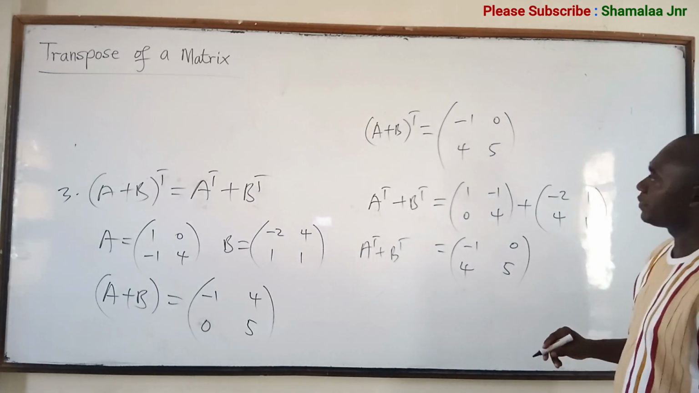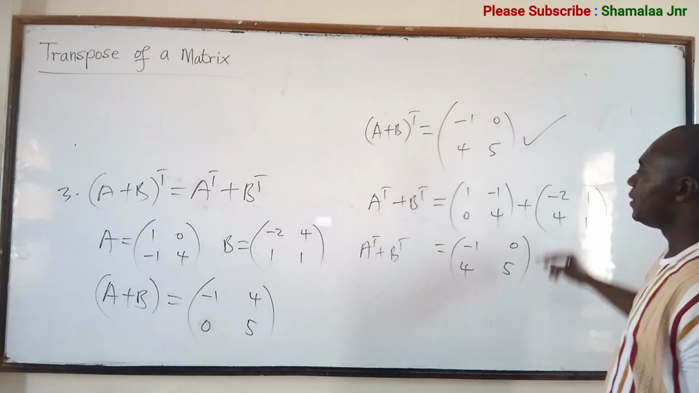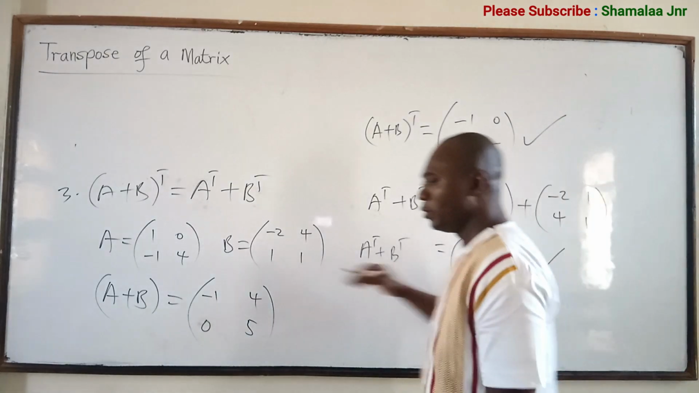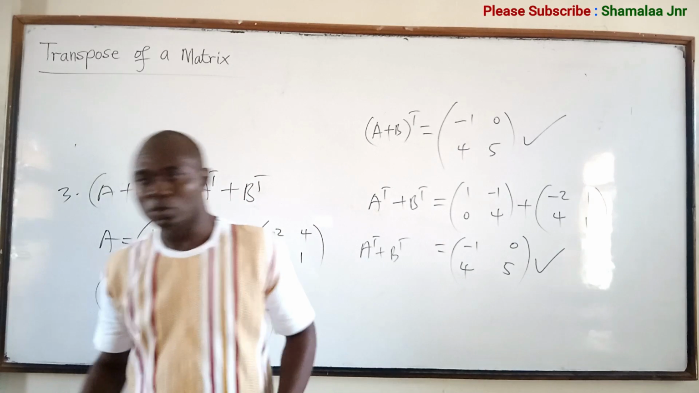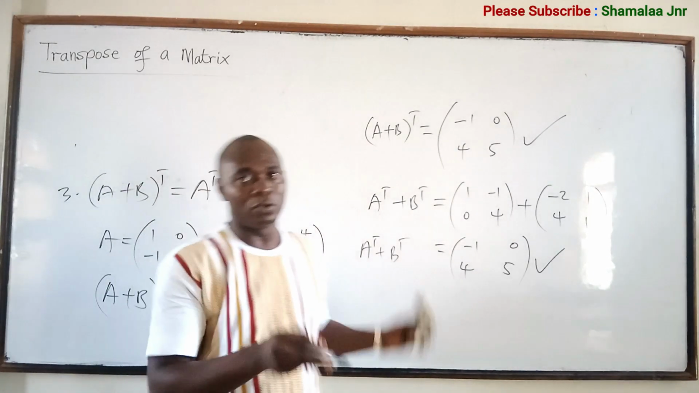So viewers, you can see that A transpose plus B transpose. So viewers, we have seen that A plus B all transpose is this. And it's the same as A transpose plus B transpose. So this is also true. It is true. So you can verify with 3 by 3, 4 by 4, and so on and so forth.